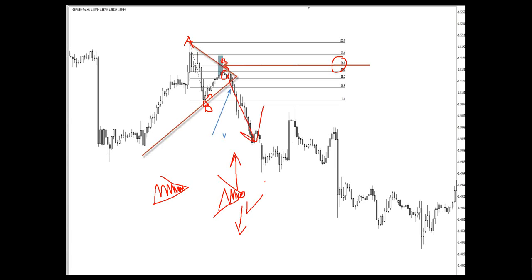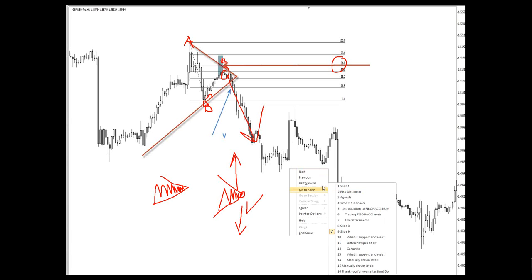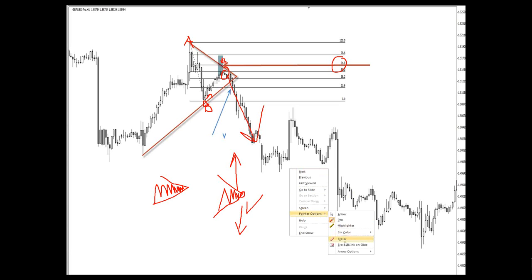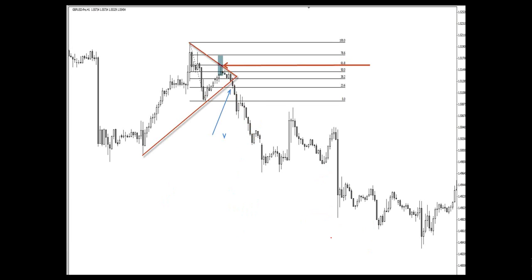See? Very, very easy to see. You just need a bit of screening time for this. So you see, this was also a breakout. So we could have added an entry here, because this was breakout retest continuation.